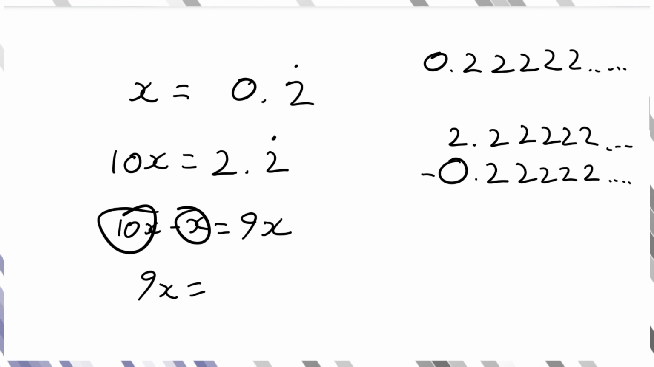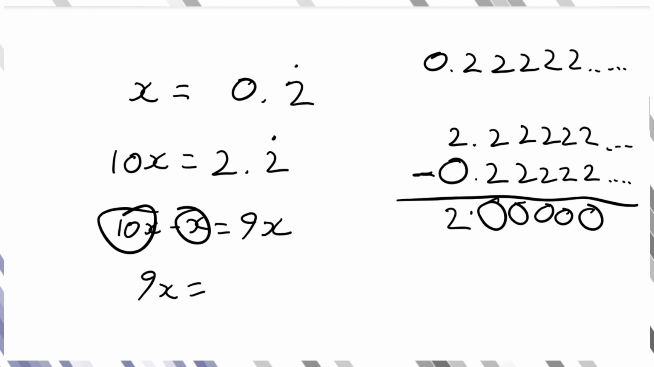0.22222 dot dot dot. Okay, and we're going to work this out. So 2 take away 2, hopefully you can see that all of these are just going to be 0. 2 take away 2 is 0, and that happens for all infinity twos. All of these will just be 0, except when we get to the decimal, we've got 2 take away 0, which is 2. So 9x is equal to 2.00000, which is just 2.